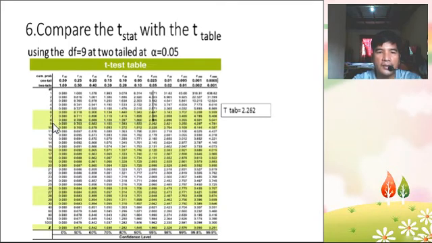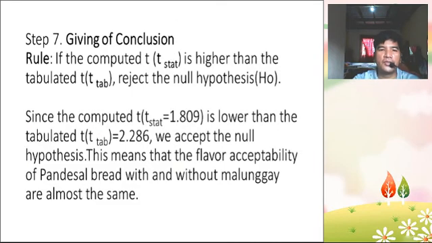We have here 9 and 0.05. Okay, they meet at 2.262. So where the 0.05 and the 9 degrees of freedom meet equals 2.262. So this one is the T-table or T-tab. You are going to compare the T-stat with the T-table. Okay, so next is giving of conclusion.